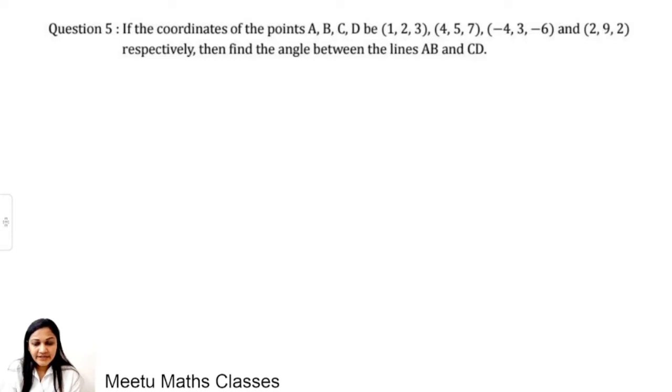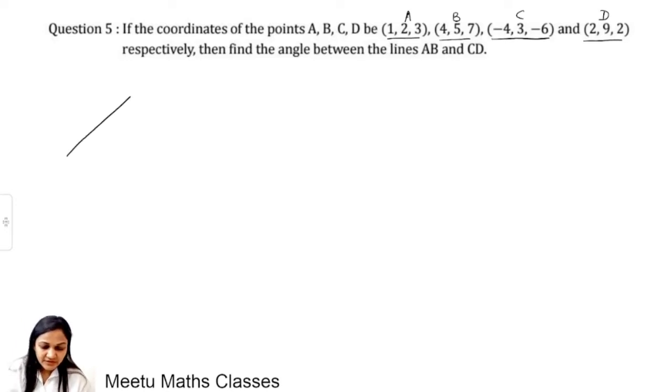If the coordinates of the points A, B, C, D are given, these are the coordinates of A, these are the coordinates of B, these are the coordinates of C, and these are for D respectively, then find the angle between the lines AB and CD. Now first of all, let A be (1, 2, 3) and B be (4, 5, 7).